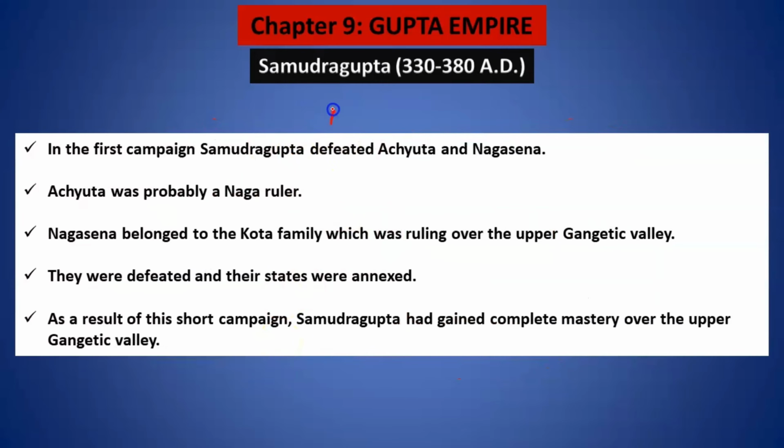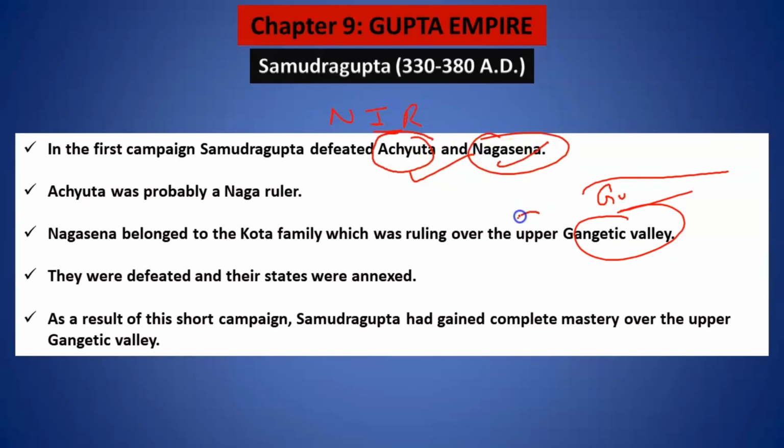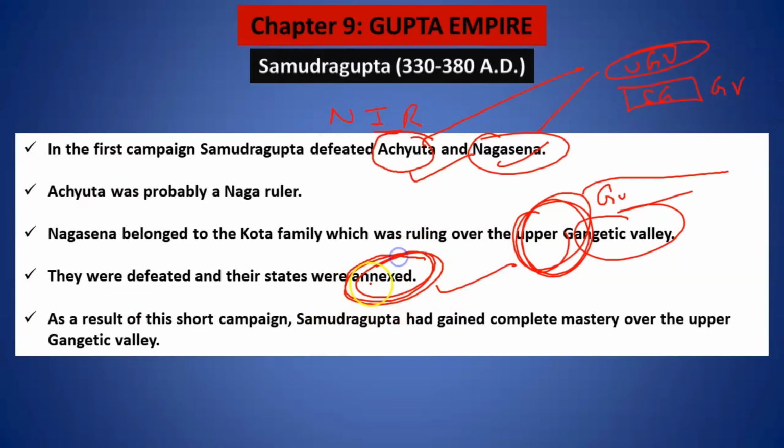In the first campaign, which was about the North Indian rulers, he defeated Achyuta and Nagsena. All right, this is important. Only this much is absolutely fine for this. Now, understand one thing. These Gupta rulers, initially they were in the Gangetic Valley. So this Achyuta and Nagsena, what you see, they were in the upper Gangetic Valley. So let's say Samudragupta is here. This is in the Gangetic Valley. So he fought against Achyuta and Nagsena who were in the upper Gangetic Valley. All right, he defeated them and he annexed their states. Now this is very important.